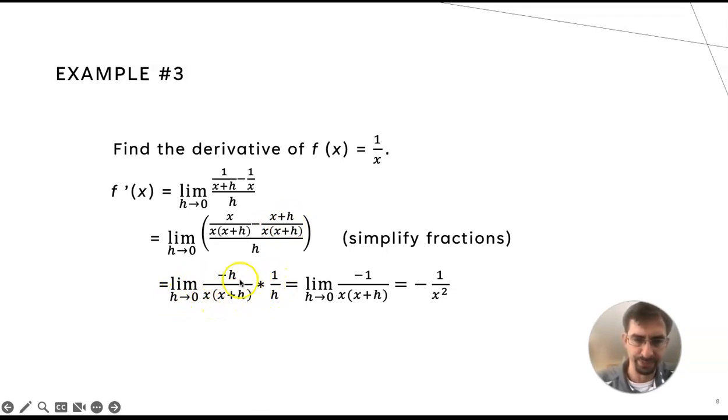1 over h. The h's cancel out, and I'm left with limit as h goes to 0 of negative 1 over x times (x plus h), which is negative 1 over x squared. Again, a really remarkable statement.